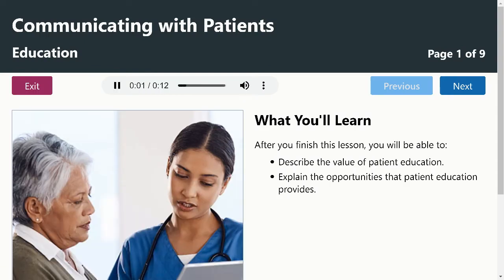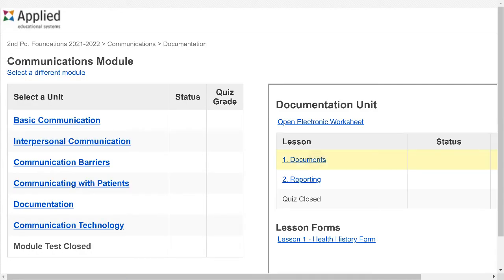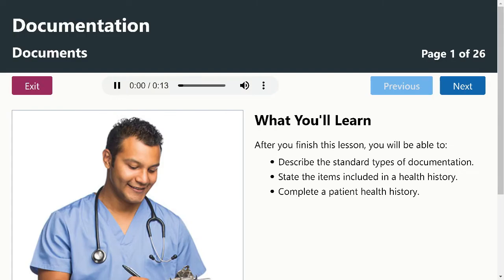What you'll learn. After you finish this lesson, you will be able. Alright, so we're going to talk about documentation, the items included in the health history, and then we're not going to complete a patient health history. We'll probably do that later on this week.